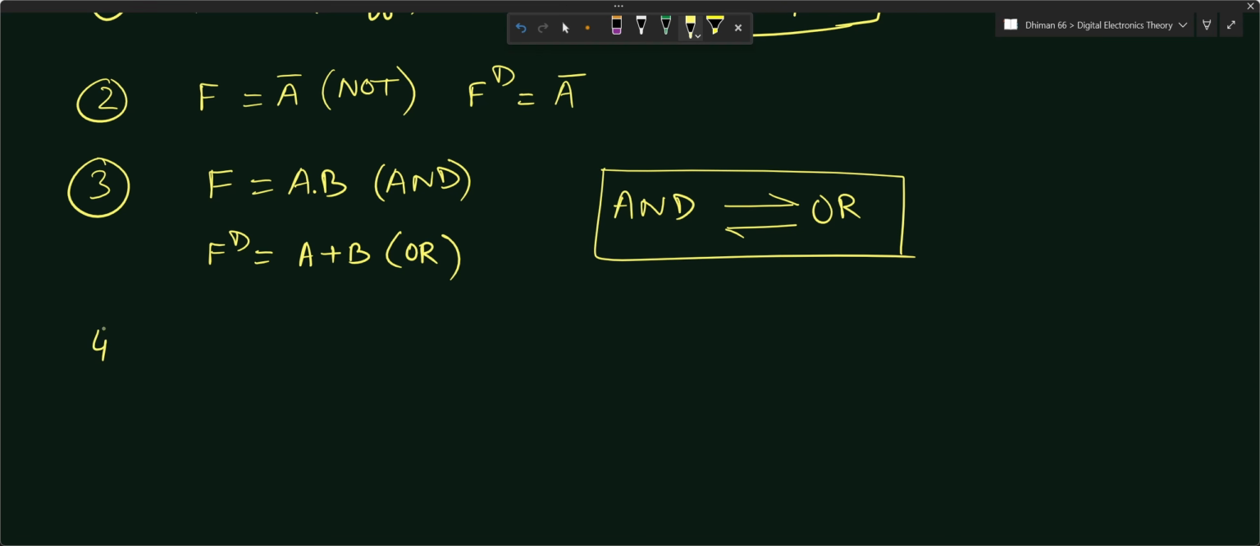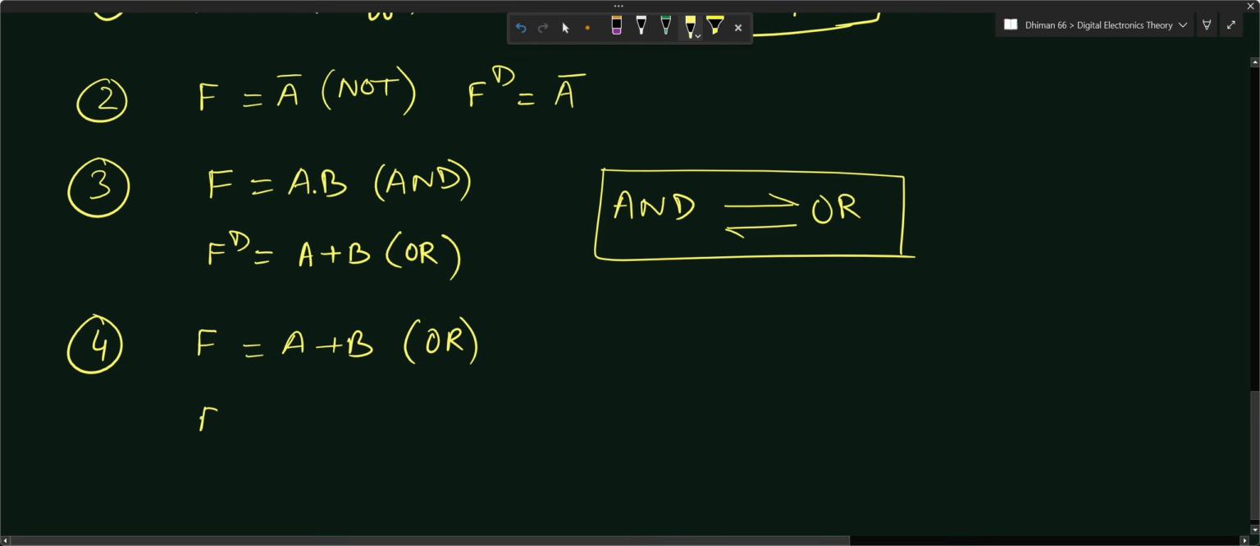Now let us consider the fourth example. In the fourth example, we have the OR operation. Suppose f equal to a plus b. Okay, f equal to a plus b. This is the OR operation. I hope you are getting this point. Now let us find out the dual of the given function.